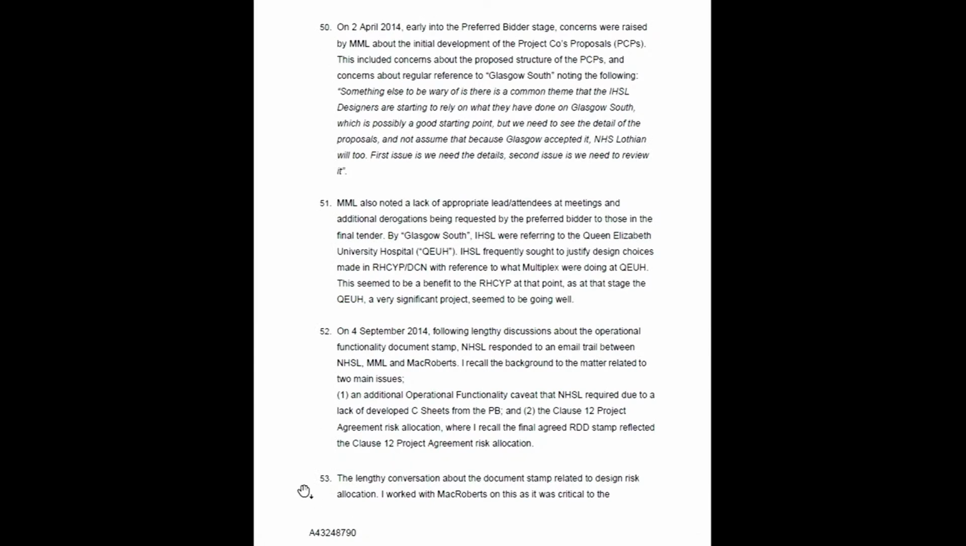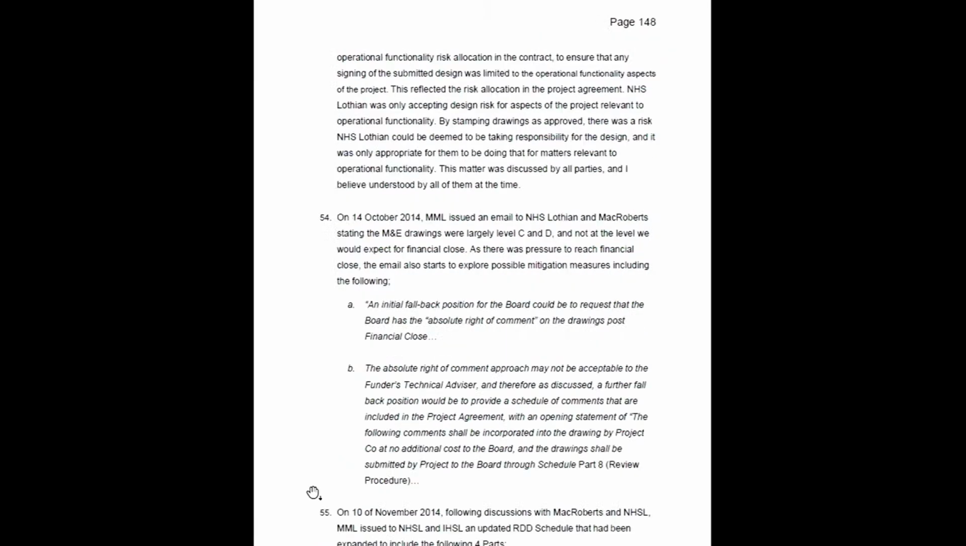Paragraph 53 at the bottom, you state: the lengthy conversation about the document stamp related to design risk allocation. I worked with McRoberts on this as it was critical to the operational functionality risk in the contract to ensure that any signing of the submitted design was limited to the operational functionality aspects of the project. This reflected the risk allocation in the project agreement. NHS Lothian was only accepting design risk for aspects of the project relevant to operational functionality. By stamping drawings as approved, there was a risk NHS Lothian could be deemed to be taking responsibility for the design. And it was only appropriate for them to be doing that for matters relevant to operational functionality. This matter was discussed by all parties and I believe understood by all of them at the time.